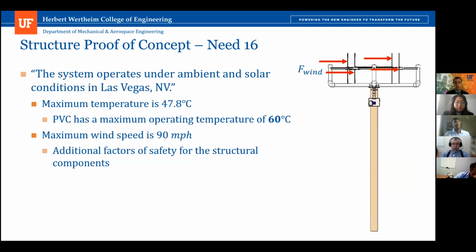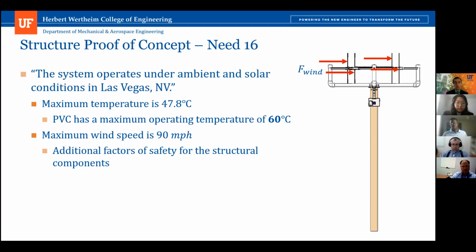For need 16, we determined that the structure must last within the Las Vegas conditions. This had two components. One, the temperature of Las Vegas couldn't harm the PVC mechanical properties in any way. We found that the maximum temperature throughout the day was 47.8 degrees Celsius, and PVC starts to experience material property distortion around 60 degrees Celsius. So there was no issue with temperature.